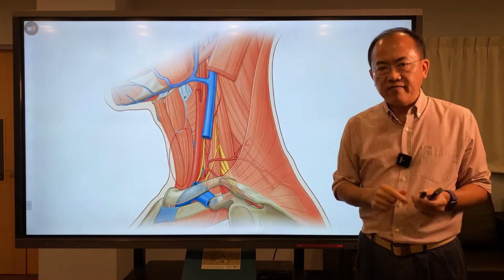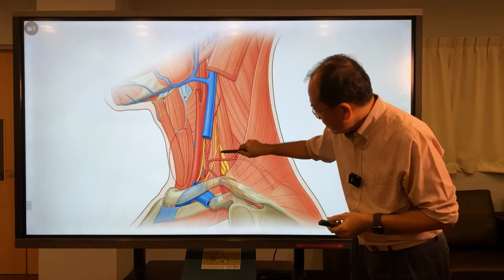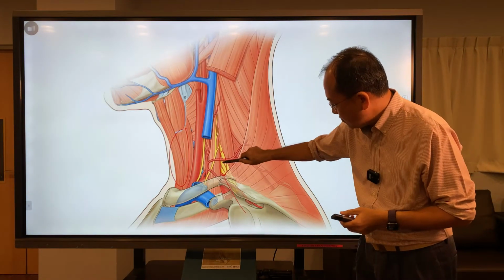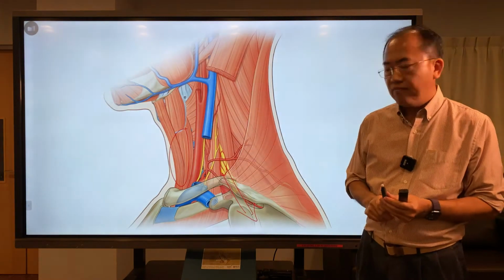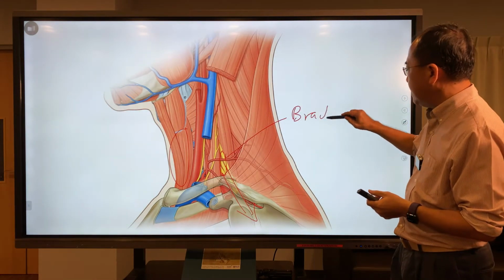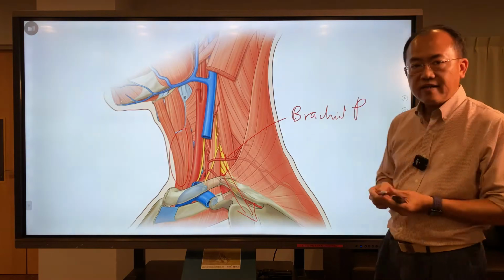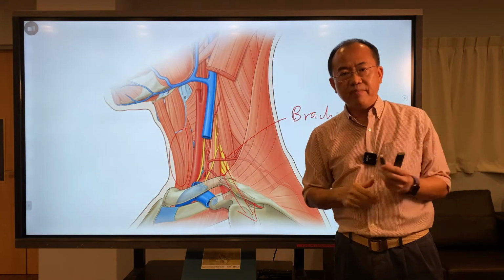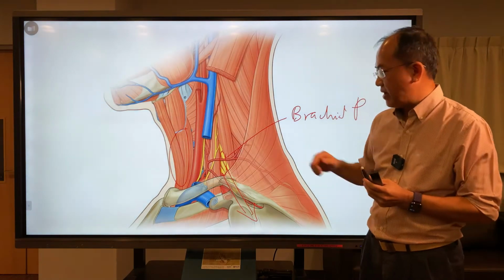Can you see a bundle of nerve? Can you see this bundle of nerve? If you look carefully, this bundle of nerve is going towards the upper limb. What group of nerve is this? Excellent. This is the brachial plexus. These are the brachial plexus that come from the neck and go over to the upper limb to supply it.